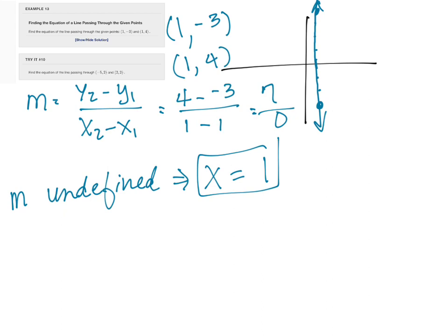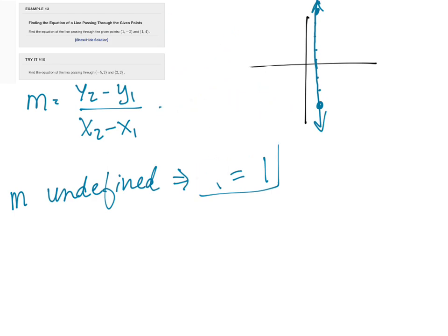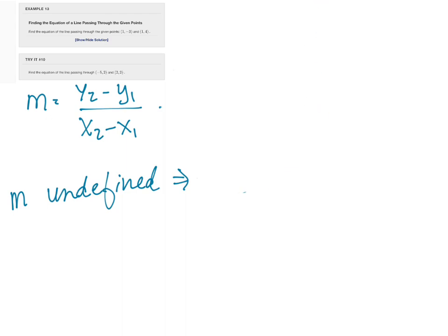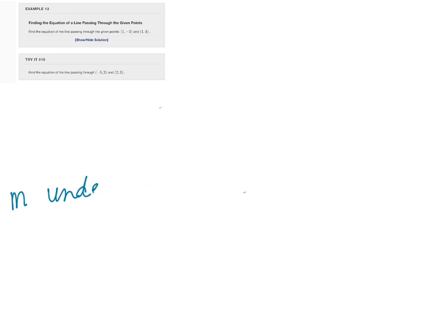Do we want to do the try it, or are we okay with that? Do the try it? Okay. Let me get rid of this. It's fine, I'm just erasing. Okay, so our try it here says find the equation of the line passing through -5, 2 and 2, 2.